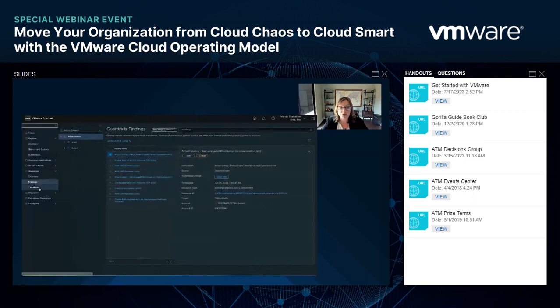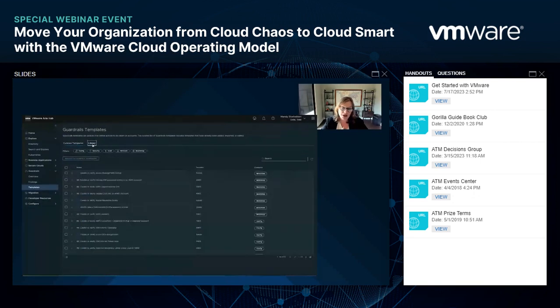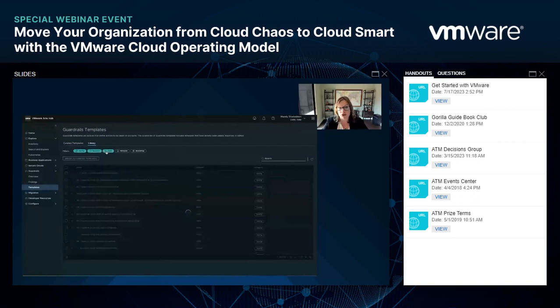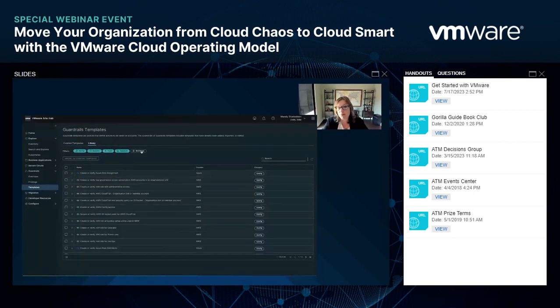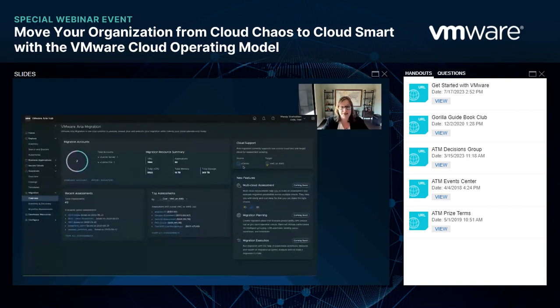This is a really quick whiz through just to give you a sense of what's available, but Guardrails essentially allows you to create these templates that will apply these policies across your different cloud providers. And we provide a ton of already curated templates, which you can then import to your own environment, modify, and apply to your environments. And then this is just, really quickly touching on ARIA migration.